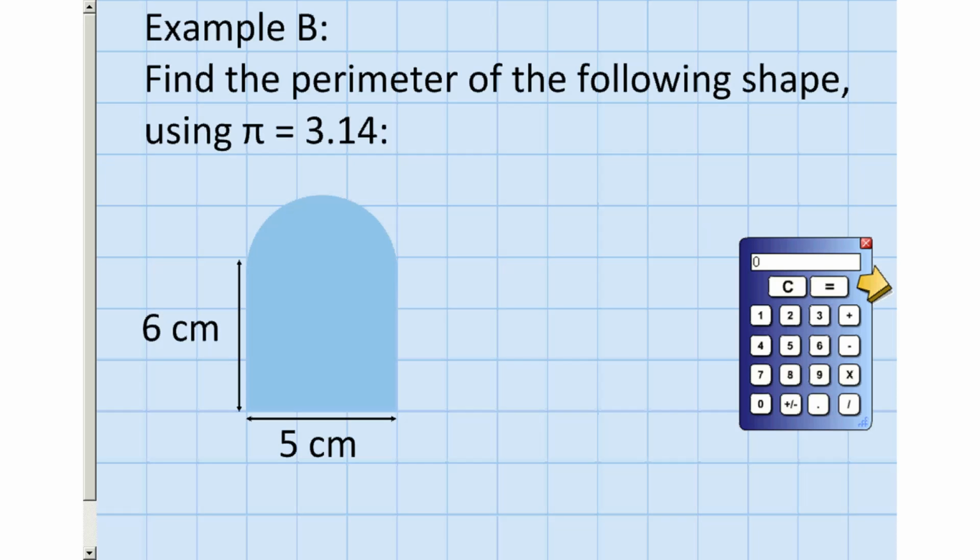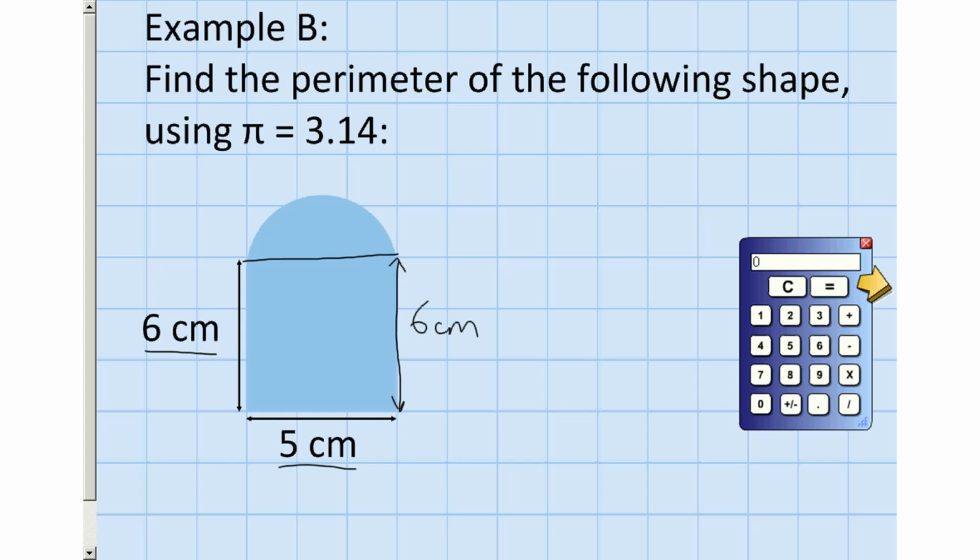One more that's slightly different. Find the perimeter of the following shape, and this time we've got a compound shape. It's made up of, hopefully you can see, a rectangle and a semicircle, half of a circle. So the perimeter of these three sides is going to be straightforward, because we can already see that this length is 6, this length is 5, and because it's a rectangle this must also be 6 centimeters.